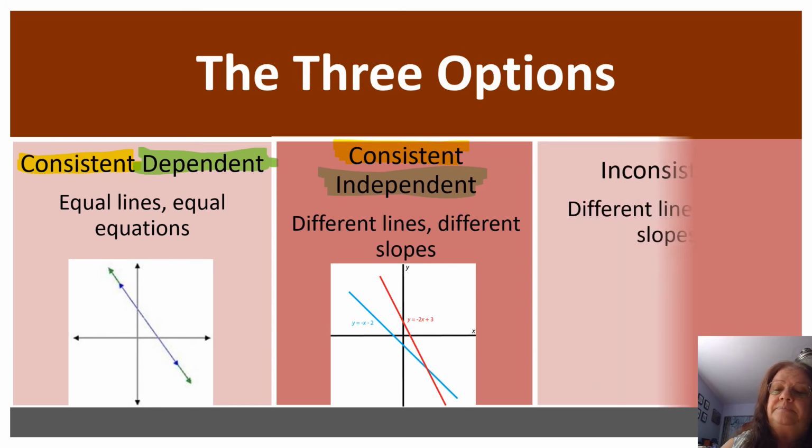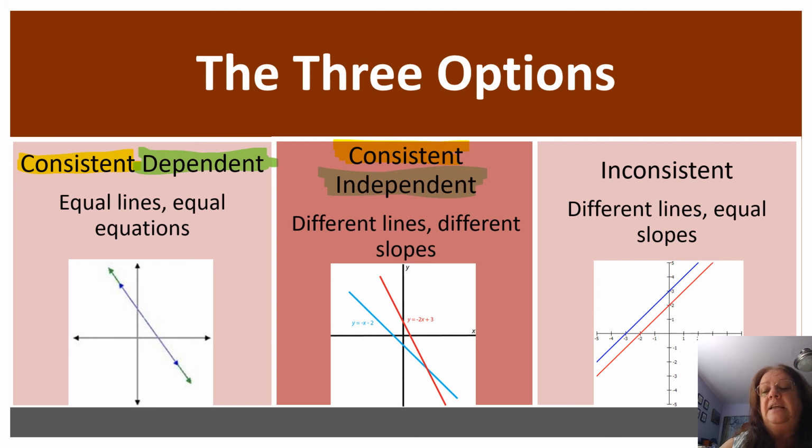All right. Inconsistent: different lines, equal slopes. Notice they're parallel. These two are never going to cross. So inconsistent means no solution. All right, look down at the bottom. Notice consistent dependent is infinite solutions. Consistent independent has one solution. Inconsistent has no solutions.